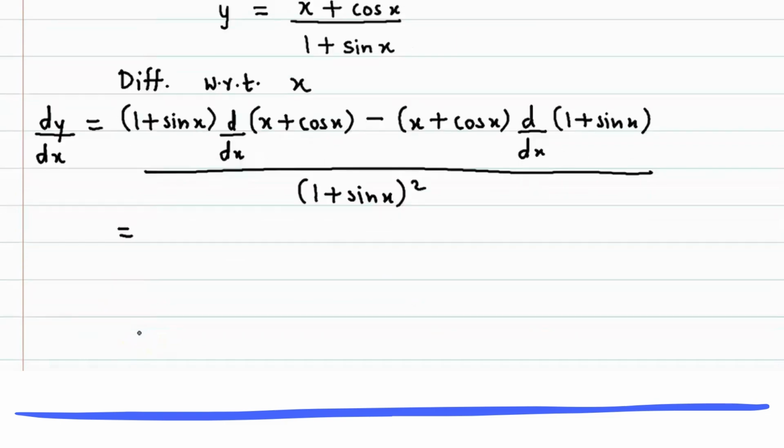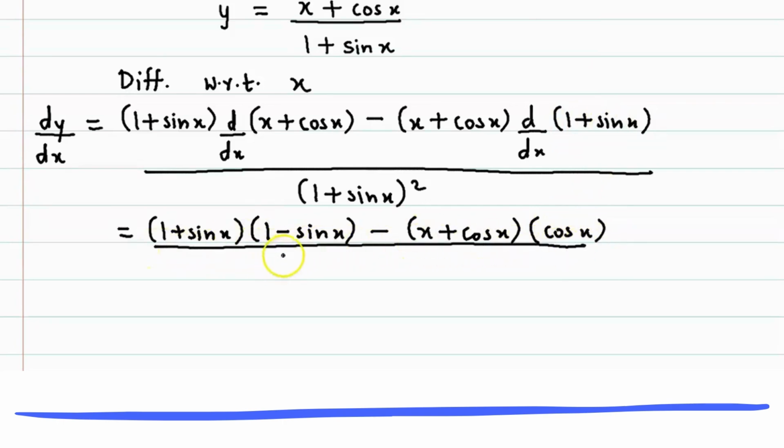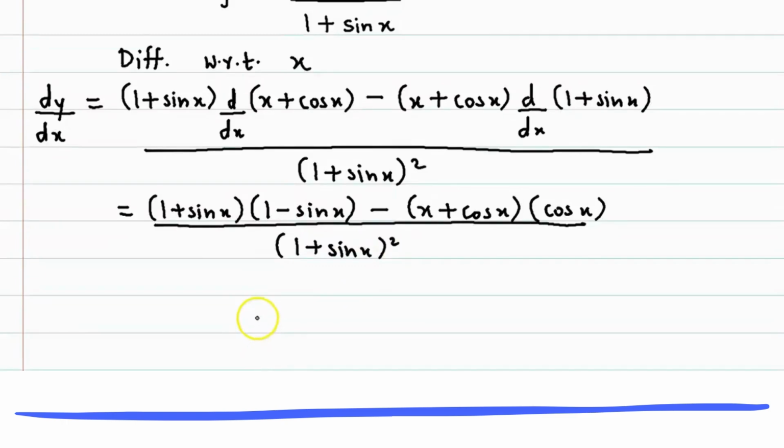Now proceeding further, we have (1 plus sin x) into, now derivative of these two terms, derivative of x is 1 and derivative of cos x is negative sin x. So we have (1 minus sin x) minus (x plus cos x) into derivative of these two terms. Derivative of 1 is 0 and derivative of sin x is cos x. The whole thing divided by (1 plus sin x) the whole square.